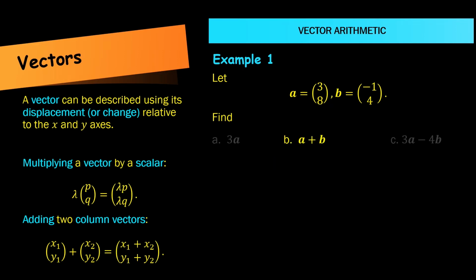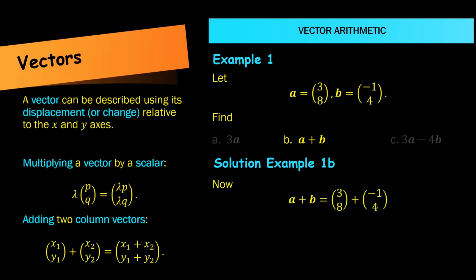And now for part B. Let's solve this. a plus b equals (3, 8) plus (-1, 4). Add the x components and the y components to give (2, 12).